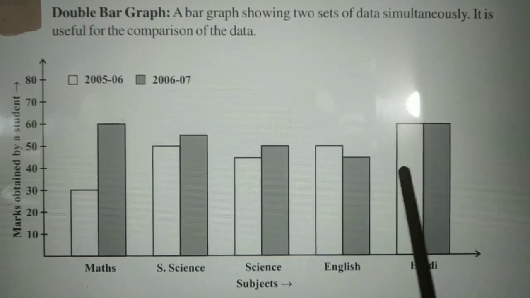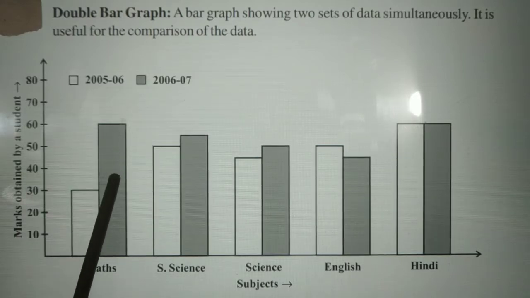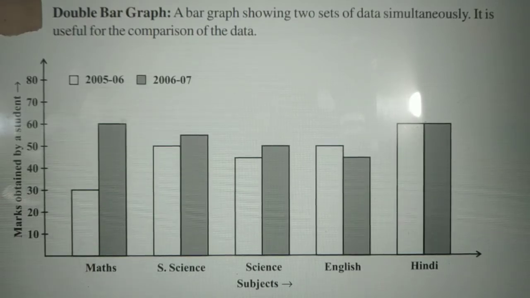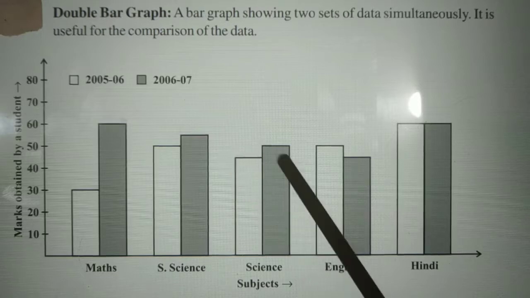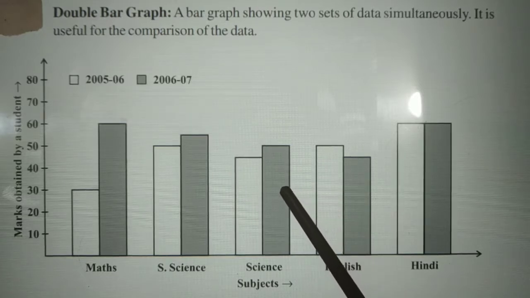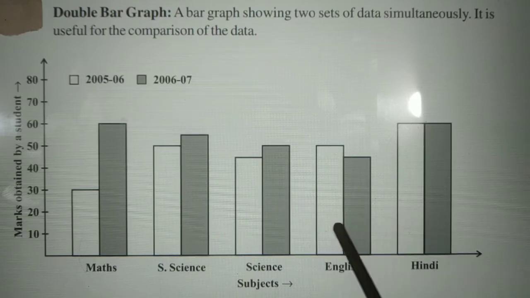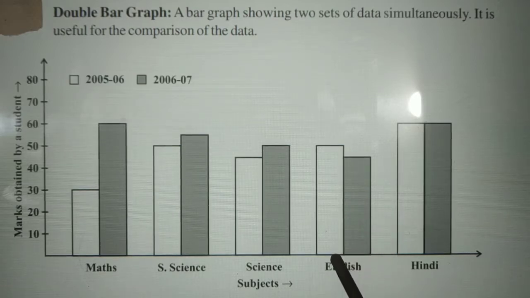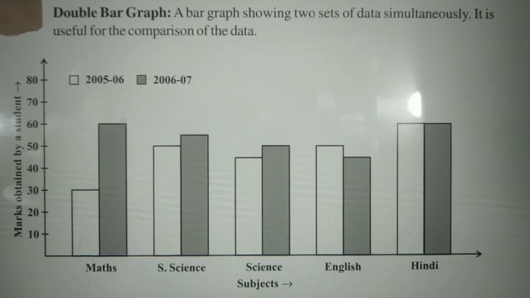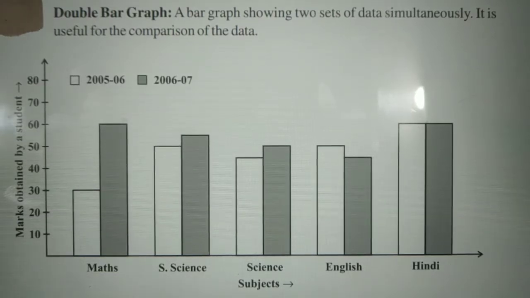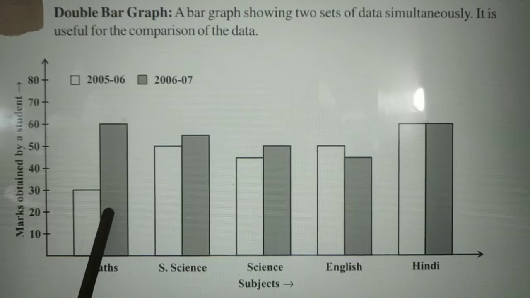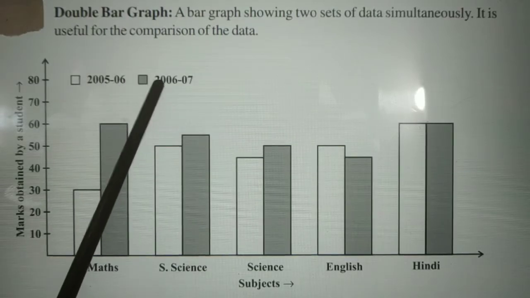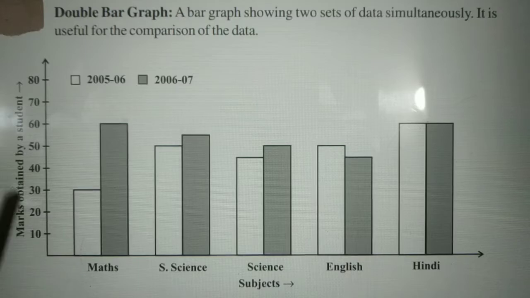We can see that there is a growth of marks in maths, in science, and in social science. But in English, marks decrease. See, in 2005 to 6 marks are more than in 2006 to 7. So it is very clear that the shaded portion gives us the marks of 2006 to 7, and the blank portion gives us the marks for 2005 to 6.